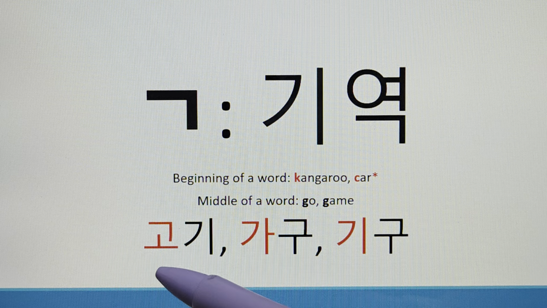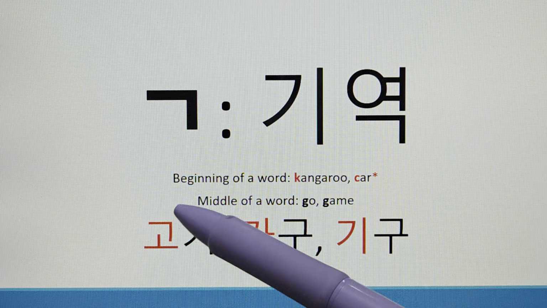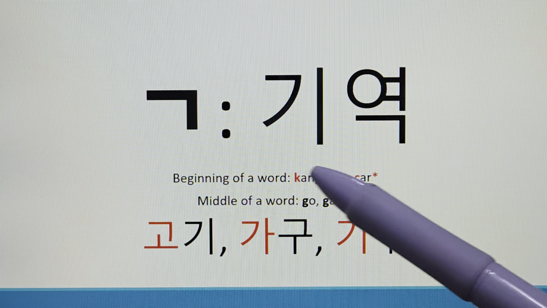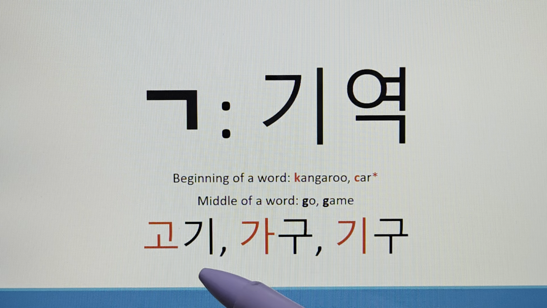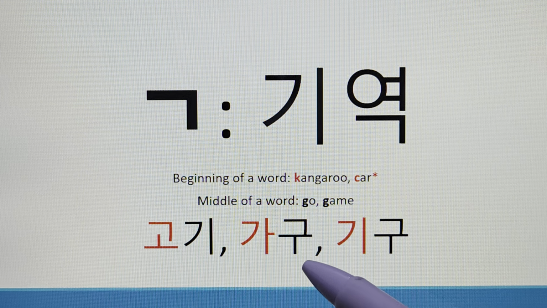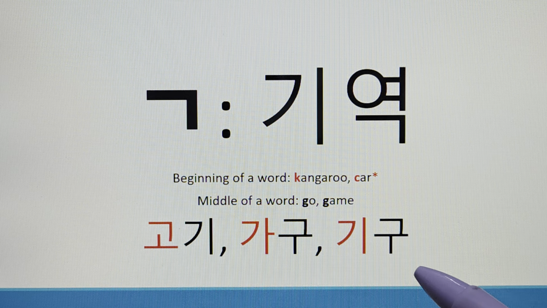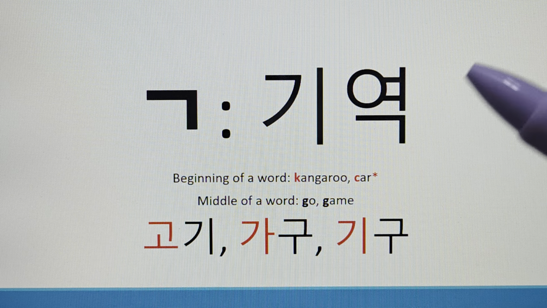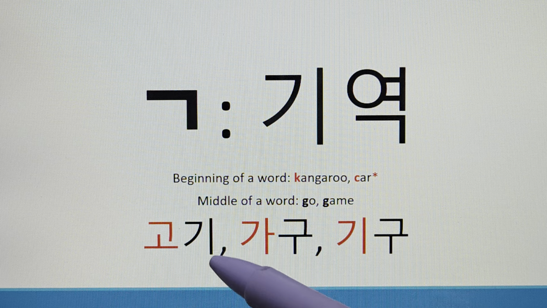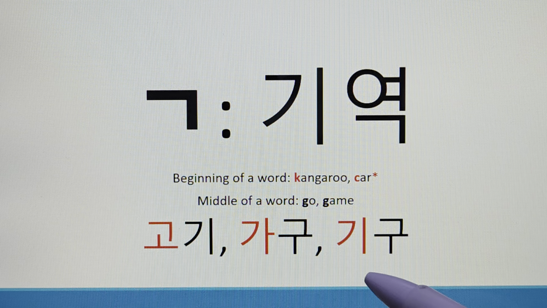It's already go, but we read this ko because it's in the beginning of a word. So, 고기, 가구, 기구. Repeat again. 고기, 가구, 기구.